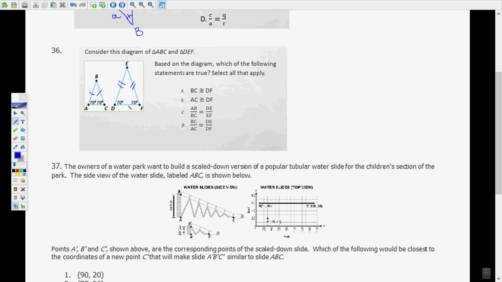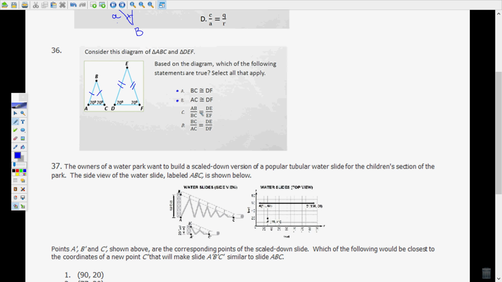Congruent base angles means that opposite those base angles, we have congruent sides. So that's why we have isosceles triangles. Similar triangles, sides are proportional, not necessarily congruent. So these first 2 choices would be incorrect because the sides are not congruent.